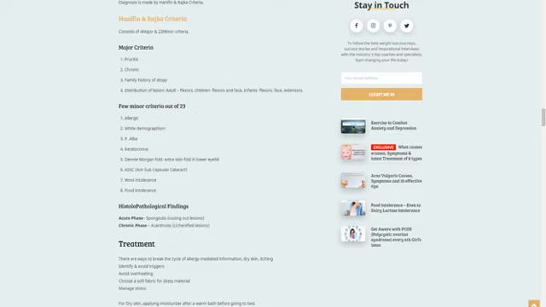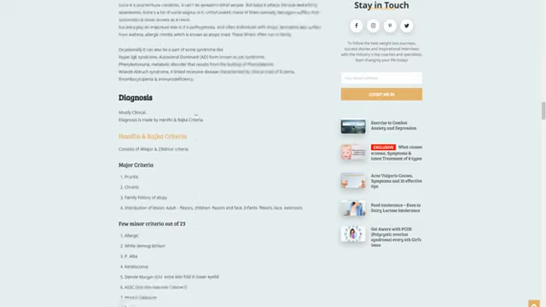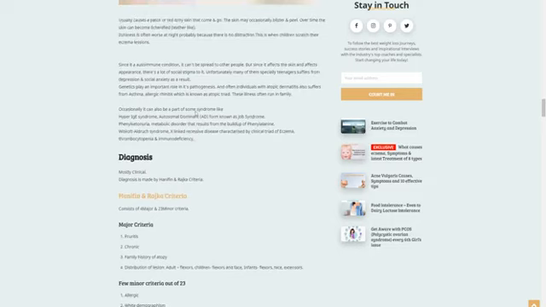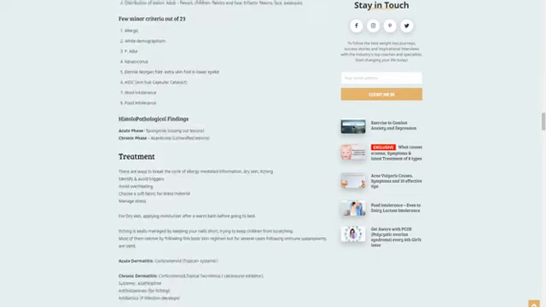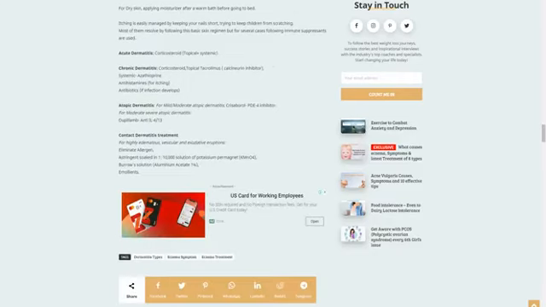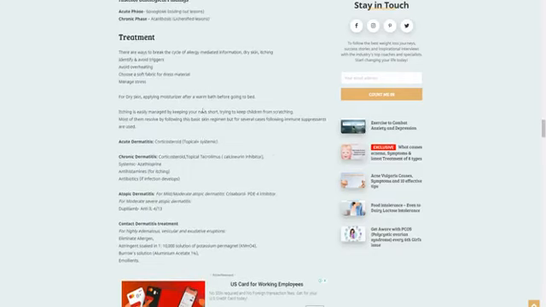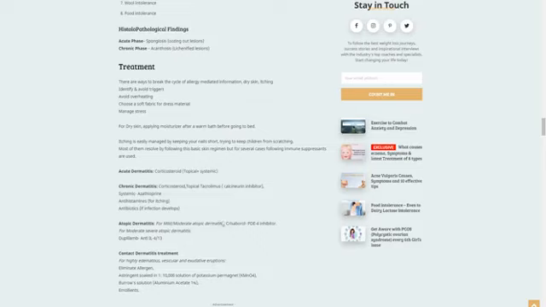Since it's not an infectious condition, it can't be spread to other people. But since it affects the skin and appearance, there's a lot of social stigma to it. Unfortunately, many of them, especially teenagers, suffer from depression and social anxiety as a result. Genetics play an important role in its pathogenesis. Often individuals with atopic dermatitis also suffer from asthma and allergic rhinitis, known as the atopic triad. These illnesses often run in families.